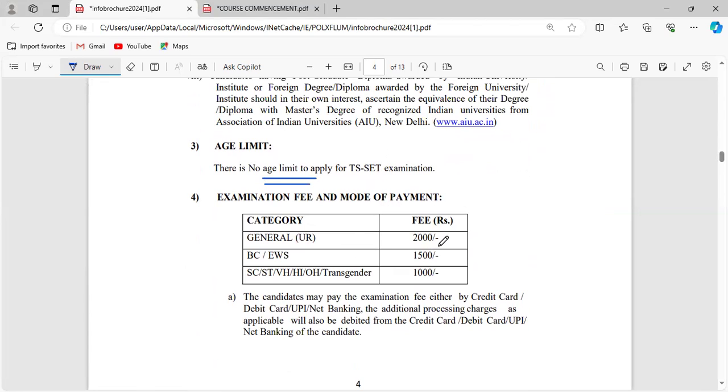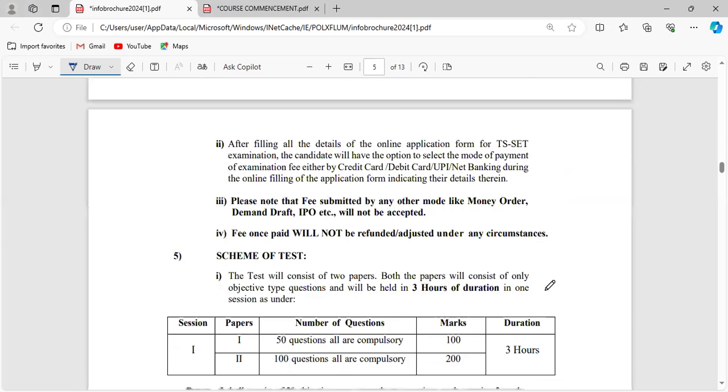If you are in the general category, the fees will be 2000. If you are in the backward class or economically weaker section, your fees will be 1500. And if you are in any other category, your fees will be 1000.